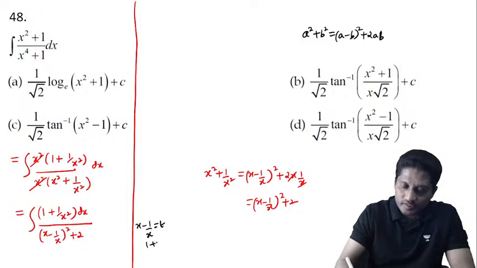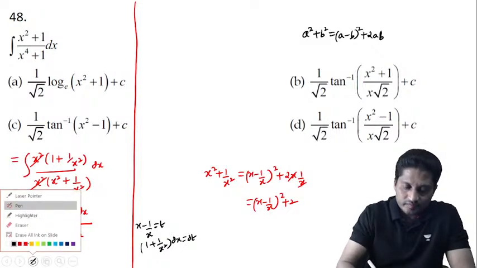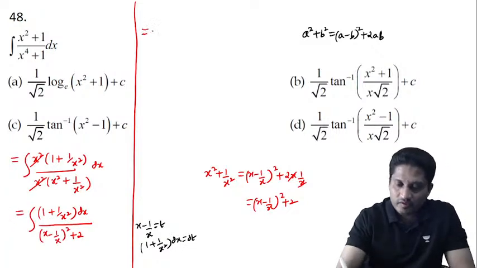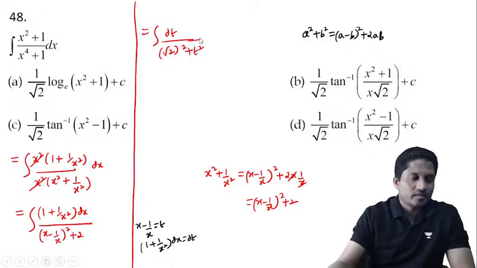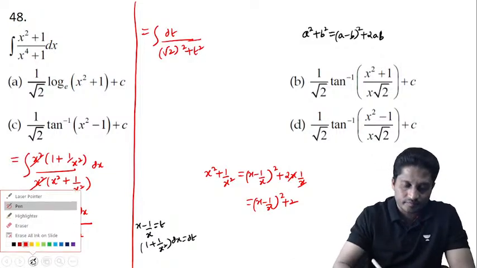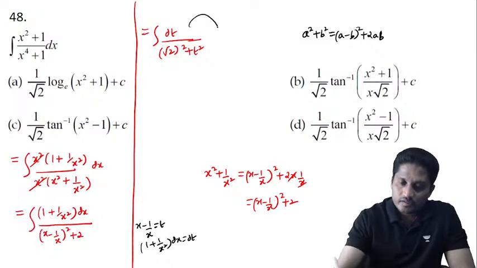Differentiation of x is 1, differentiation of 1 by x is minus 1 by x square, and dx is equal to dt. So the integral becomes dt divided by 2, which can be written as root 2 the whole square plus t square. Right, so this is of the form dx divided by a square plus x square.